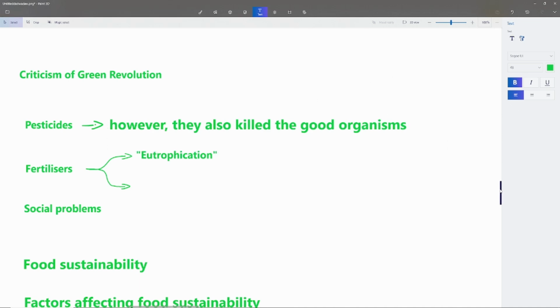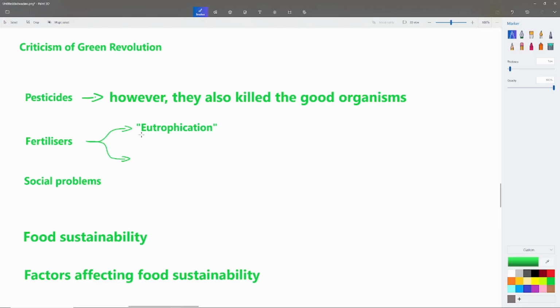Fertilizers had two main problems. The first is this very difficult word, which is called eutrophication. This just means that when they supplied NPK to the water, supplying more nitrogen to the water actually removes the oxygen from the water. So you can always understand that eutrophication just means that when fertilizers are used, a lot of the fertilizer ends up in the water, and this actually removes oxygen from the water.